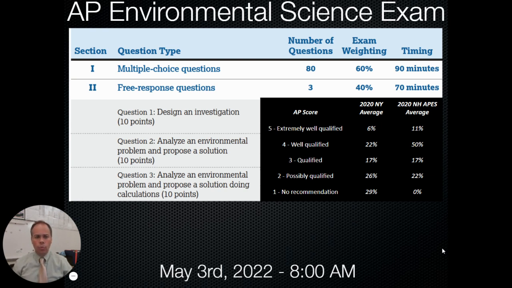The APES exam is one of the more difficult AP exams in terms of when you look at the distribution of scores. It consists of 80 multiple choice questions, which make up about 60% of the exam, and then 3 FRQ, free response questions that they'll have to answer. One of those is about designing an experiment. One of those is about analyzing an environmental problem and proposing a solution. And the third is the same sort of question, but also involving some mathematical calculations and manipulation. The test itself is broken up into 2 parts, 90 minutes for the multiple choice, 70 minutes for the free response.